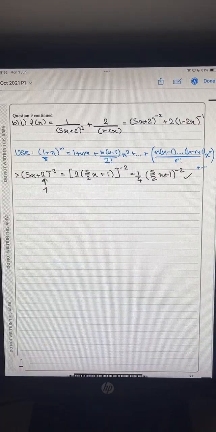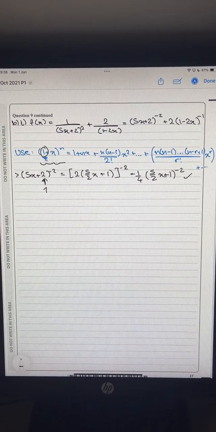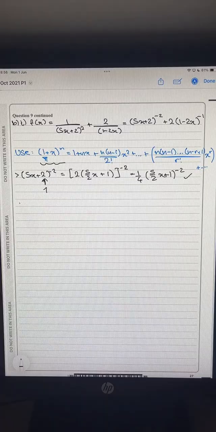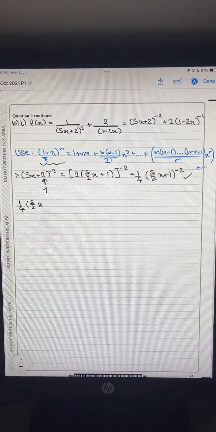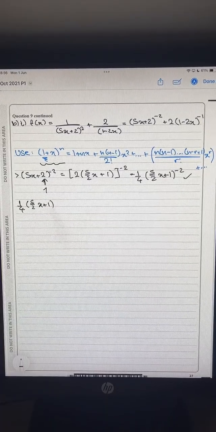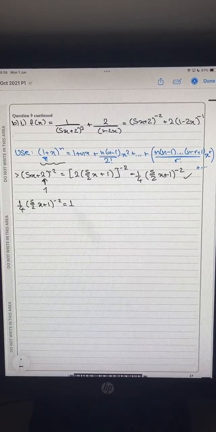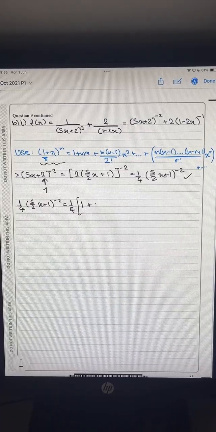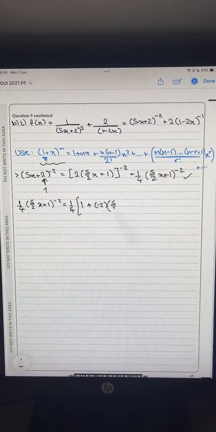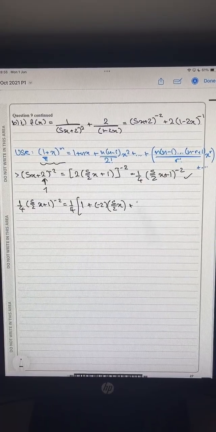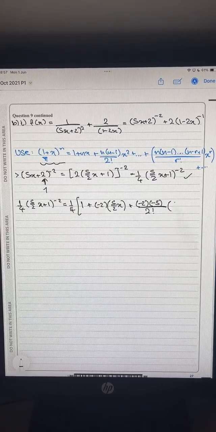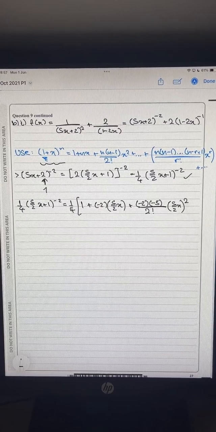So this matches the form of the formula that I have up here, where I've got a 1 over here. So now I need to be careful when I substitute in. So I have 1/4 of (1 + 5/(2x))^(-2) is equal to 1/4. And then I'm going to use square brackets so I don't get confused with what's inside and outside. So I have 1 plus n, which is negative 2, and x is 5 over 2x, plus negative 2 times negative 3 divided by 2 factorial times 5 over 2x, all of that squared.